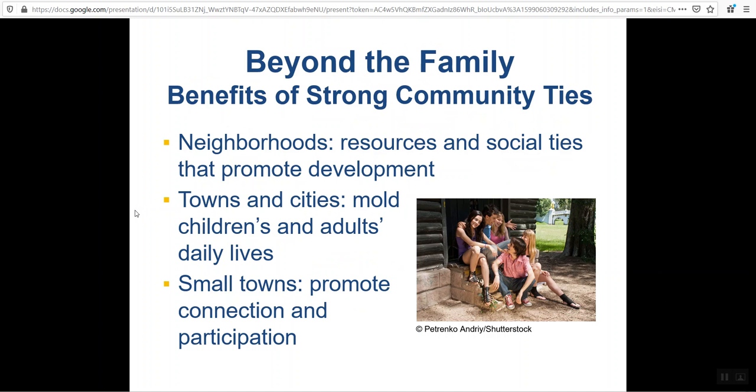Neighborhoods beyond the family, within the family, the importance of other adults and individuals in the child's life, how that can affect child development and adolescent development. Neighborhoods are important. Towns and cities mold the child's experience. It's believed that small towns promote connection and participation, although I'd be more than happy to hear about your individual experiences, where you were raised, and how you felt connected to your neighborhood, if so, and how that might have affected your development.